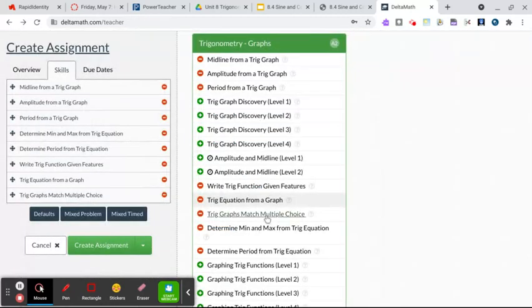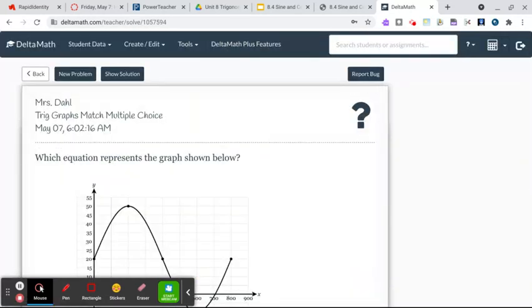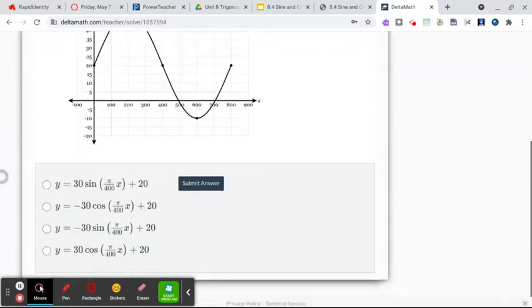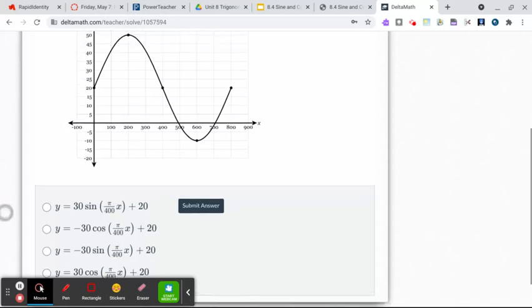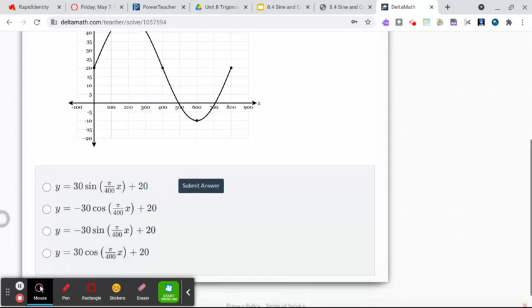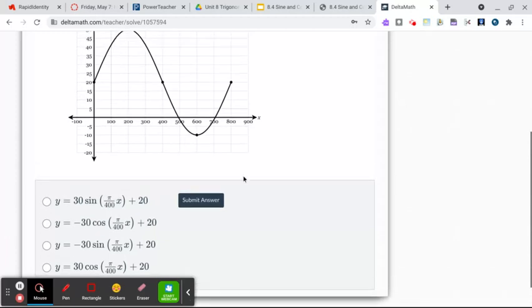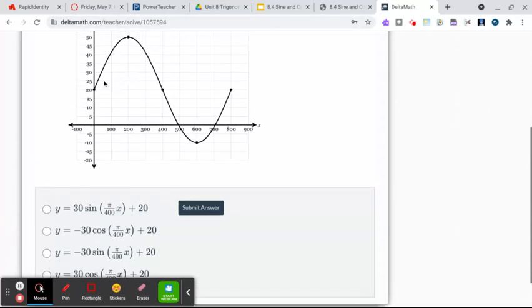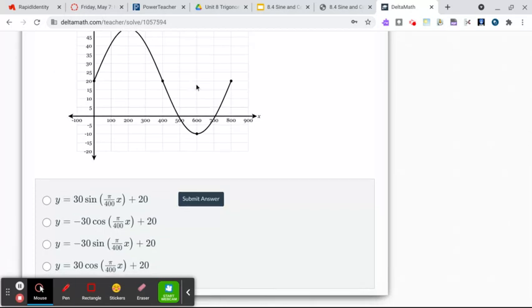Okay, and then we have one more, trig graphs match multiple choice. Which equation represents the graph shown? Okay, what do we notice? It reaches as high as 50 and it reaches as low as -10. 50 minus -10 is 60, divided by 2 is 30. So from the midline to its max and min, the amplitude is 30. Okay. We can see that its midline, 30 down from 50, is at 20. So it's a positive 20.